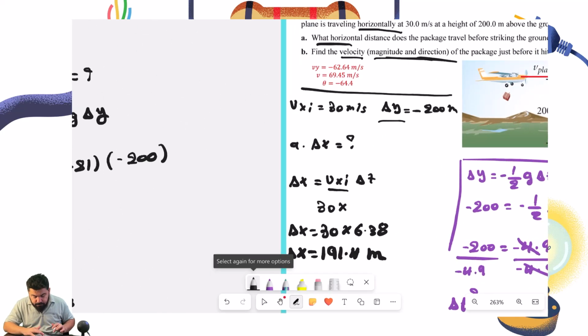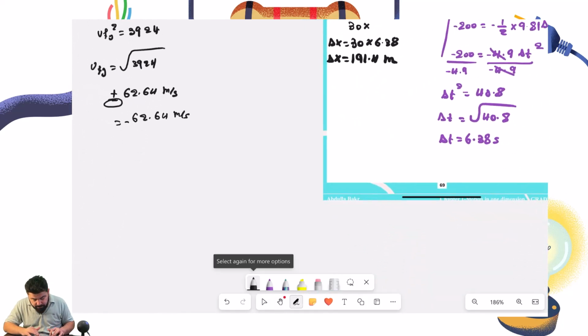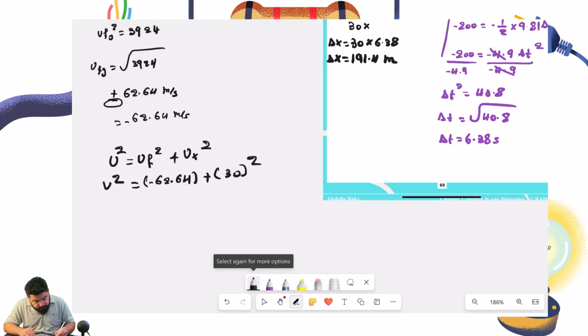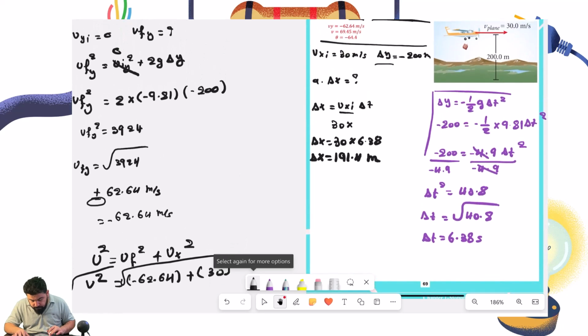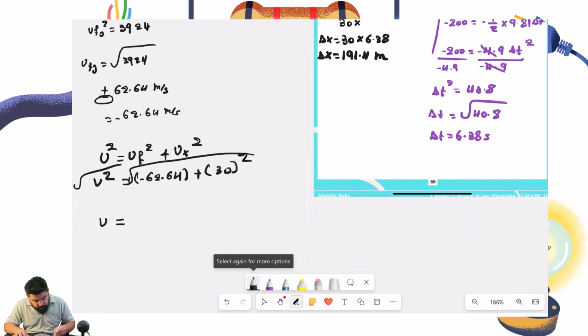Now the question says find the magnitude and the direction. Use the Pythagorean theorem, guys. So V is equal to the square root of Vy squared plus Vx squared. Vy squared is negative 62.64, of course squared too, plus Vx is equal to 30, so 30 squared. If you take the square root of this, this is equal to 69.45. This is the resultant vector. This is the magnitude.